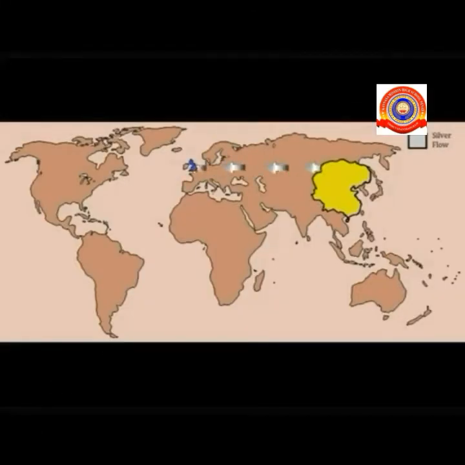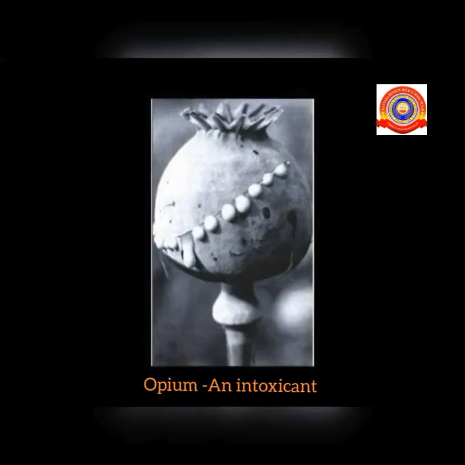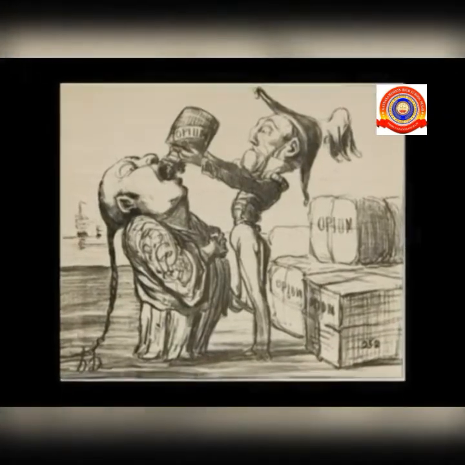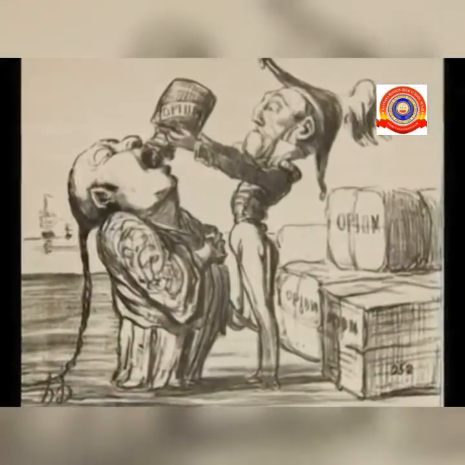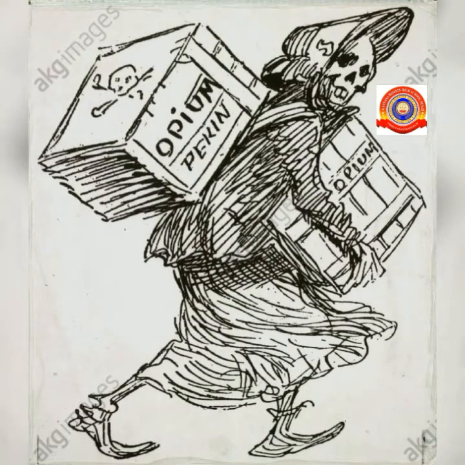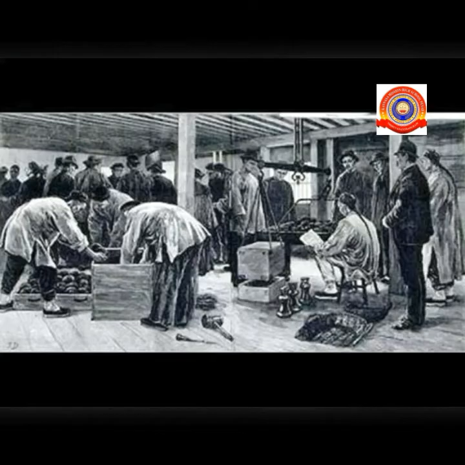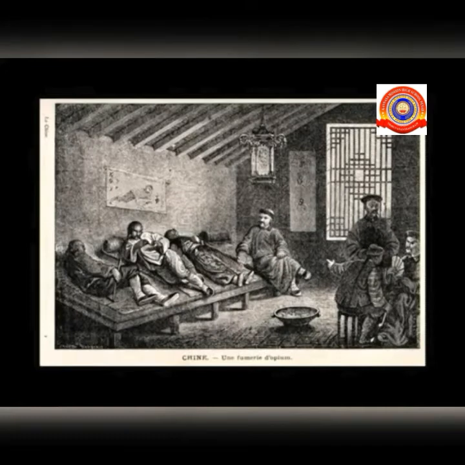As a remedy for this loss, the British traders imported opium, an intoxicant, to China. This affected the Chinese trade, and its consumption made the Chinese people mentally imbalanced. It resulted in economic and mental subjugation of the Chinese.